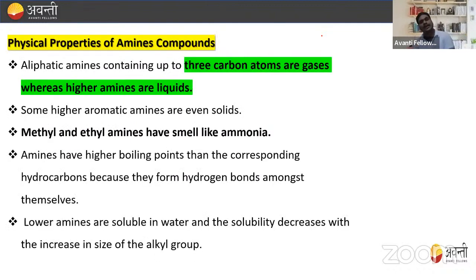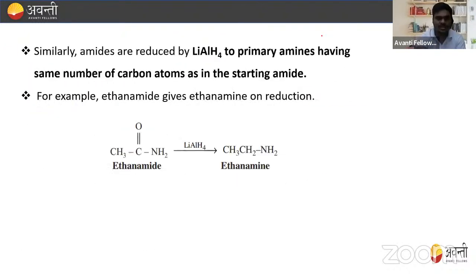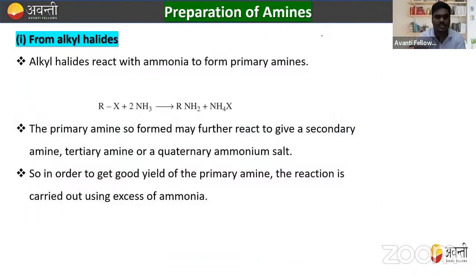Okay, so what are the methods of preparation of amines? Let's quickly revise. The first method of preparation is from alkyl halide. By treating alkyl halide with ammonia, we'll get this.